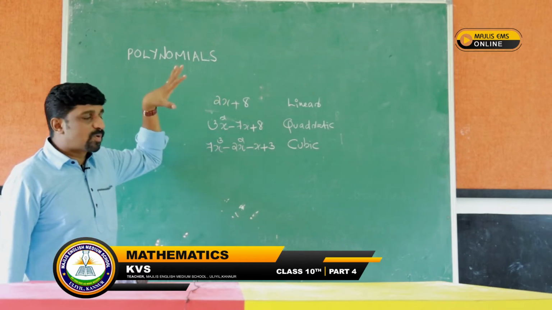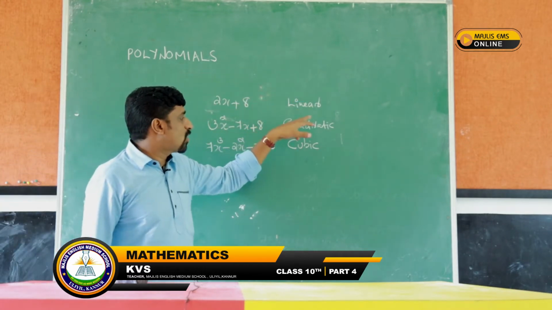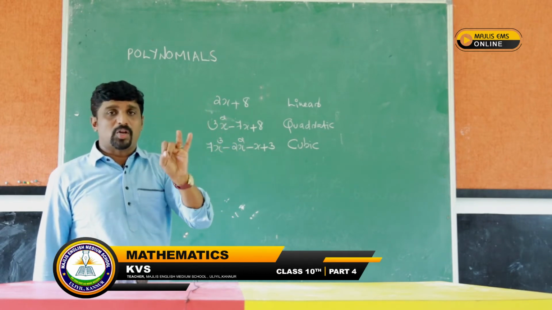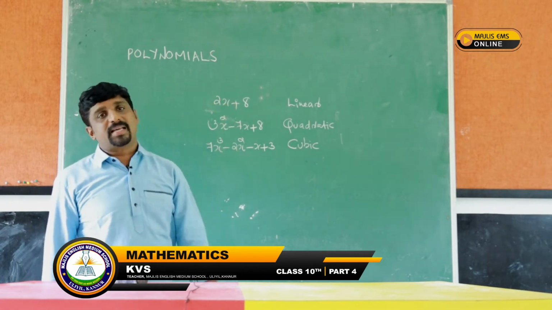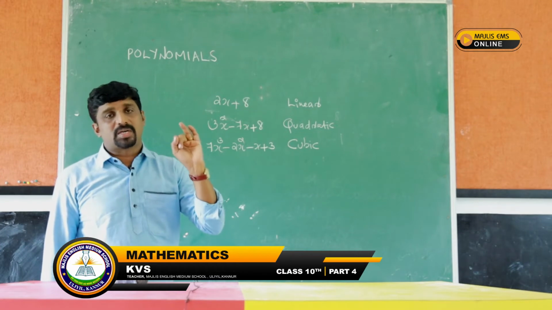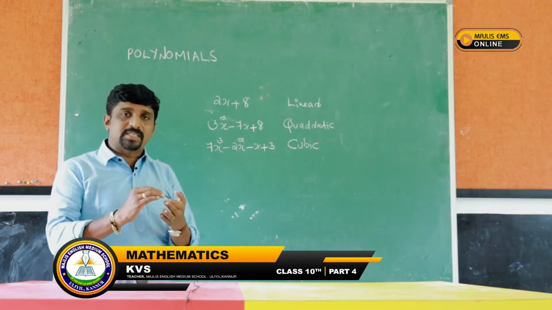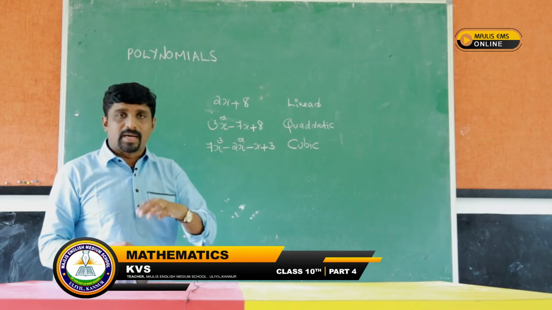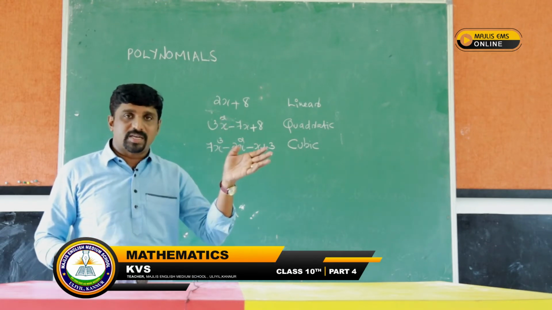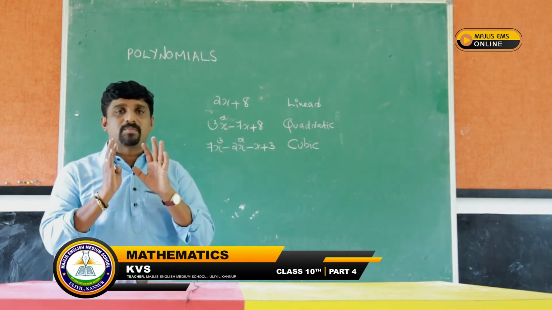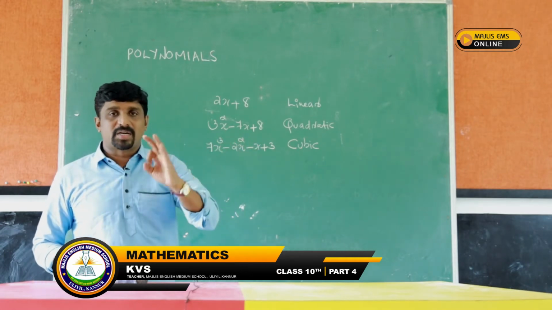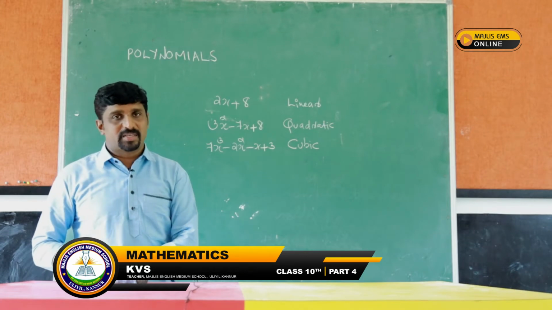Based on the degree of the polynomial, we categorize linear, quadratic, cubic. Based on the number of terms, monomial, binomial, trinomial. If the degree is more than 3, it is normally just considered a polynomial. And if the number of terms is more than 3, it is also normally considered a polynomial. Up to this point only can we name it as linear, quadratic, cubic, monomial, binomial, trinomial.